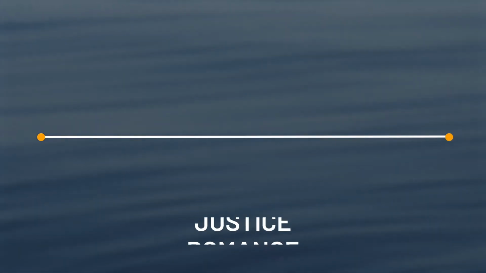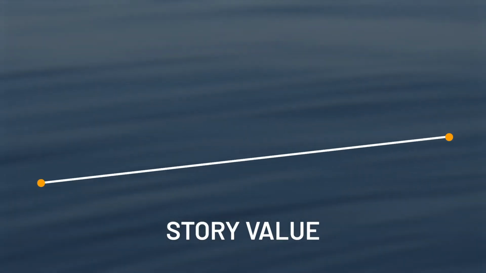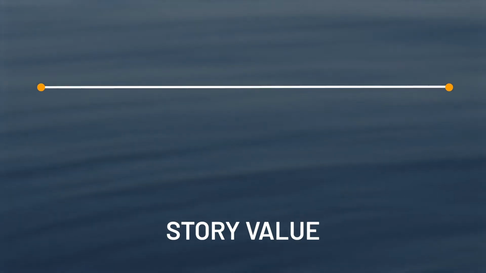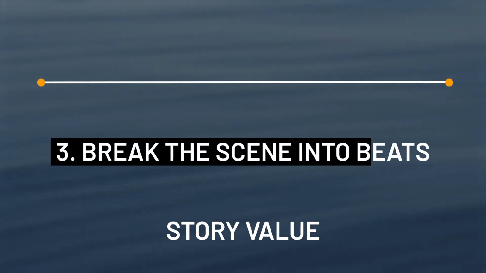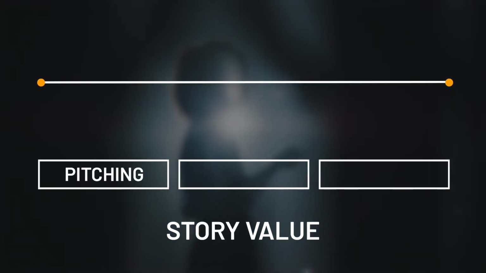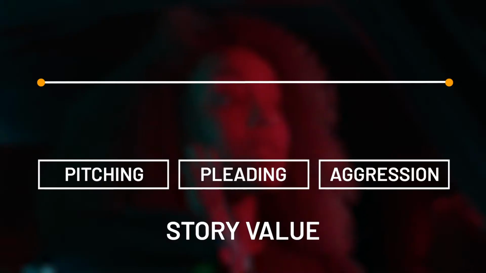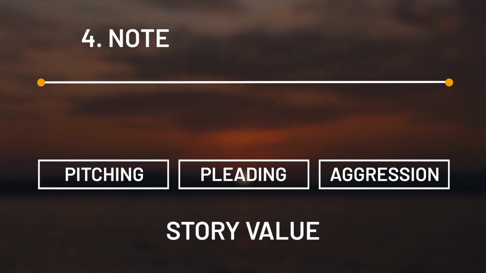Identify the story value at play, and then see how it sits at the start of your scene. Is it in a positive or negative state? Justice or injustice? Happy or sad? Strong or weak? Then you want to break the scene into beats, which is essentially each time the energy or behaviour changes. You might have a beat where your character is pitching to another. It then becomes a different beat when he starts pleading, and another when the other character finally tires of the exchange and becomes aggressive.